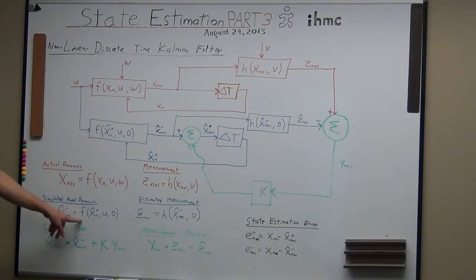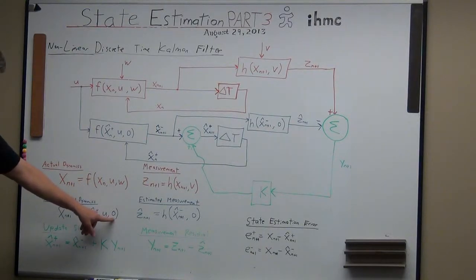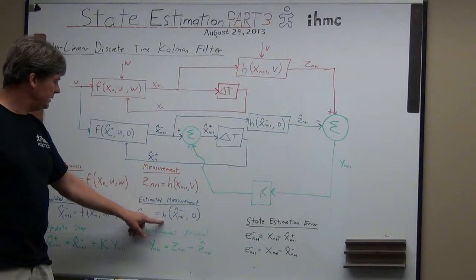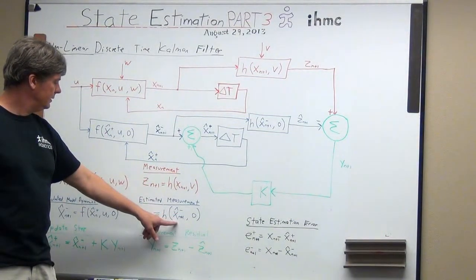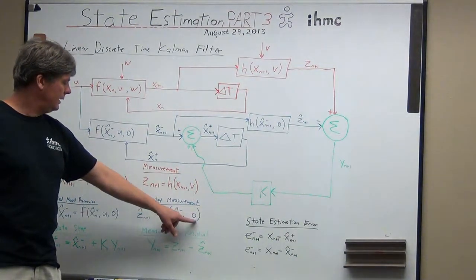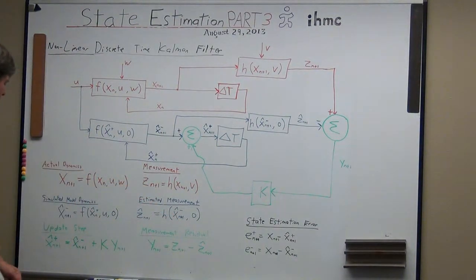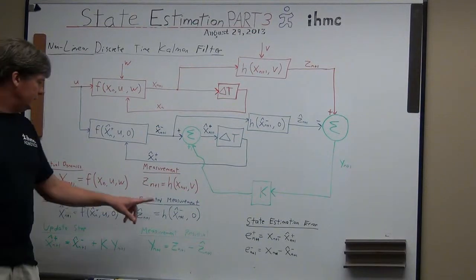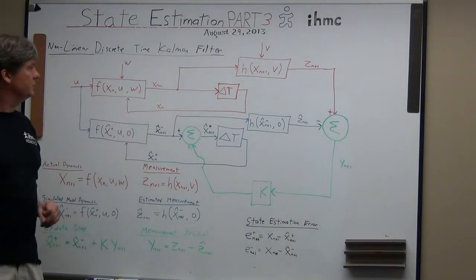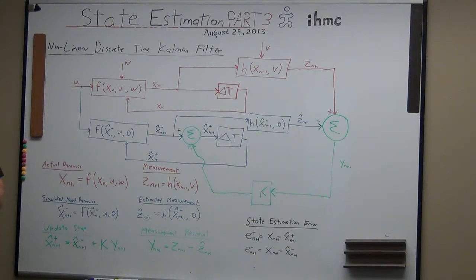Okay, so your simulated model, same f, but now instead of being on your true state, it's on your estimated state. Your input, which you do know, you don't know w. Estimated measurement, same h, but it's on your estimated state before the update, and assuming zero sensor noise. You still assume zero mean white noise? Yes. V and W, you're still assuming zero mean white noise. And if it's not zero mean, then you subtract off the mean. And if it's not white noise, well, you just pretend it is.